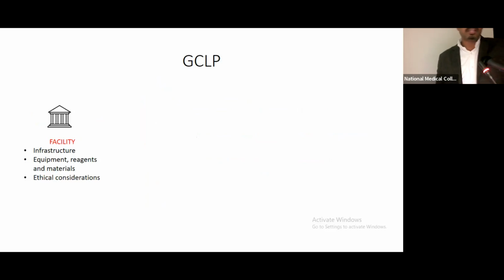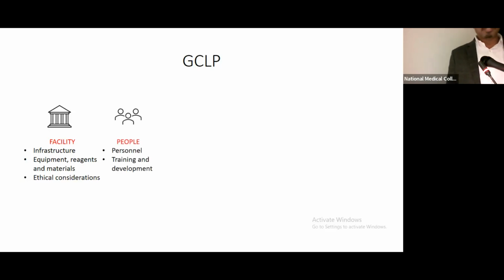Like in facility, it provides guidelines on where tests should be performed. What are the infrastructural needs that should be there to perform those tests? What kind of equipment should be there? It gives a broad guideline about the equipment. It does not say you have to use this particular equipment. It just gives a broad idea about what the status of the equipment should be, as well as the ethical considerations associated with that particular study.